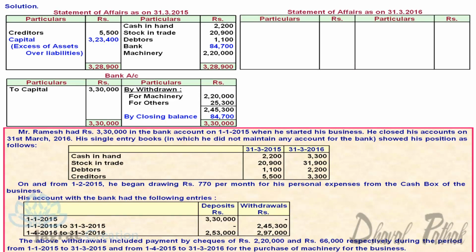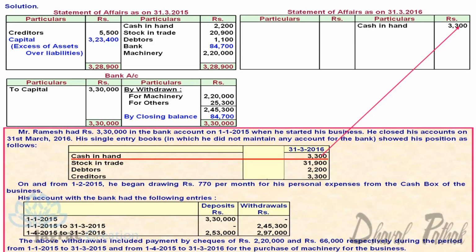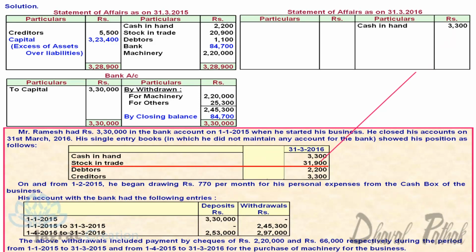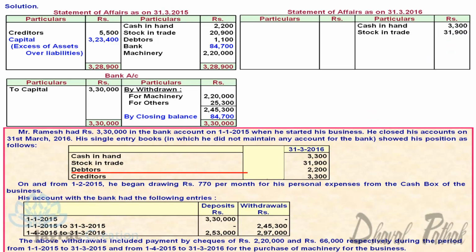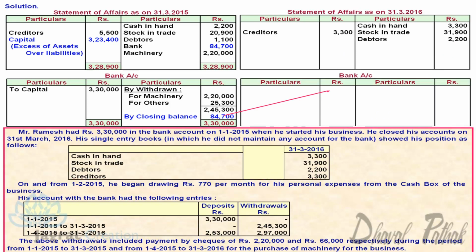In this I will write down the assets: cash in hand, asset side; stock in trade, asset side; debtors I will write on the asset side; creditors will go on the liability side. I want to find out the bank balance. So this closing bank balance will become the opening balance here. That's an important point.